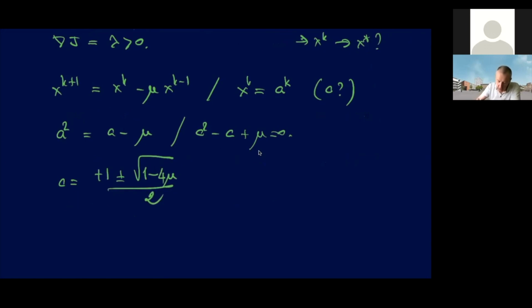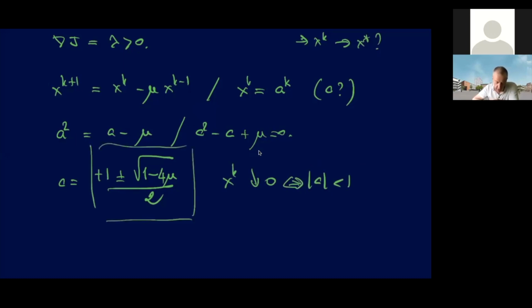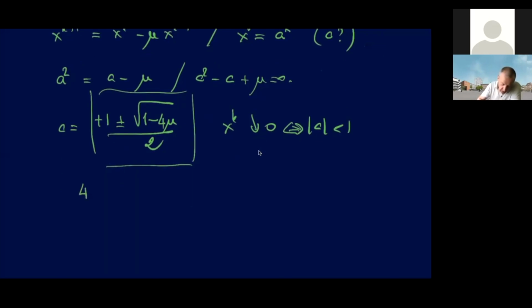What do we need in order to guarantee that x k converges to 0? The only thing I need to guarantee is that the modulus of a is less than 1. Is the modulus of a less than 1 here? Well, we can guarantee this to be the case when 4 mu is less than 1. Because then this number is positive, but smaller than 1. So I have two roots. The positive one will be less than 1 because this is 1 plus something smaller than 1, divided by 2. So I get a positive number, definitely less than 1 because the numerator is less than 2.